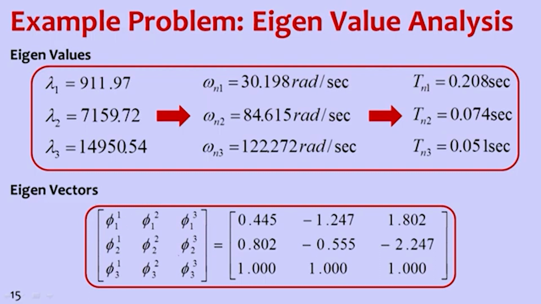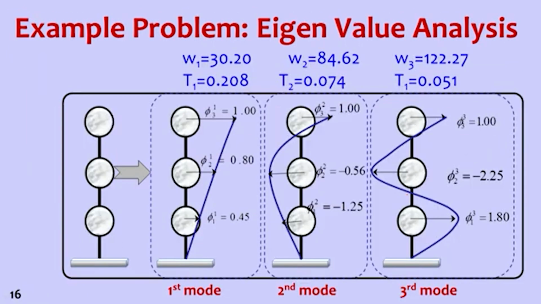This is called the mode shape matrix: first mode vector, second mode vector, third mode vector. If we represent all these 3 in the same place, this is the total idealized mass of the building, the idealized building. The first mode is represented like this, the second mode like this, and the third mode like this. Usually we normalize the top value to 1, which has its advantages.